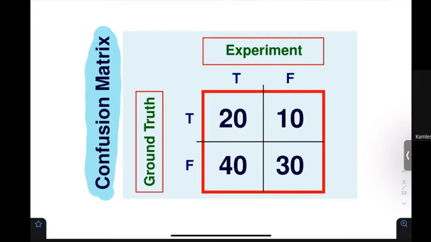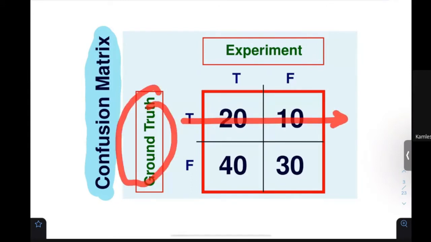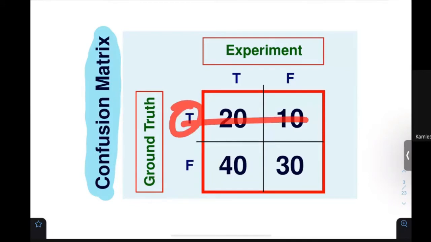So I can say that one class is the true class, meaning there is a lion, and the other class is false, meaning the lion is not there. If we go with respect to the ground truth, if I go in the direction of true, how many true things are there?